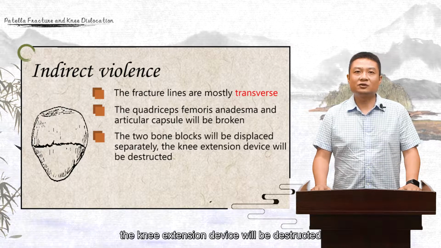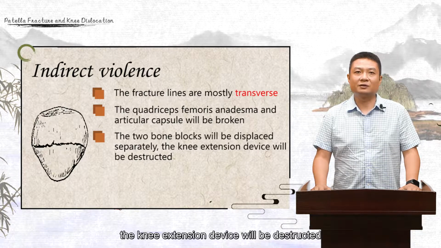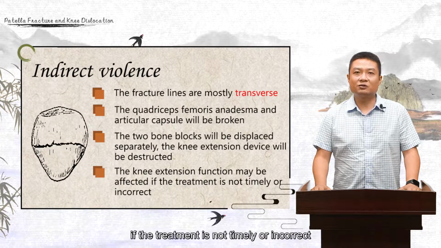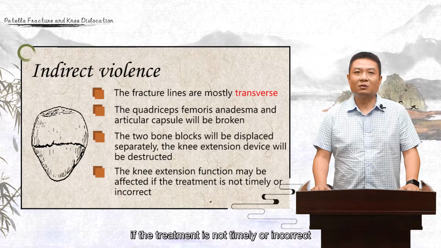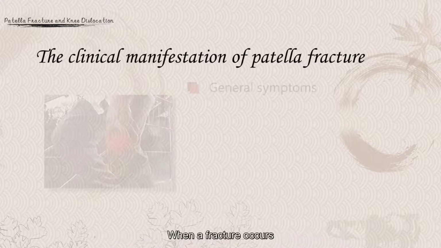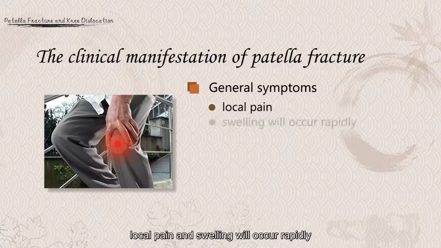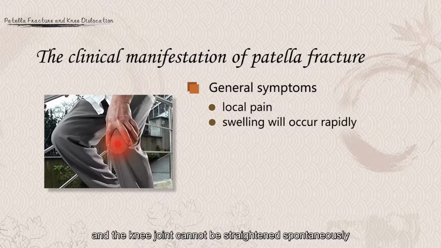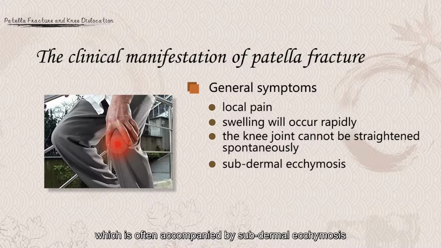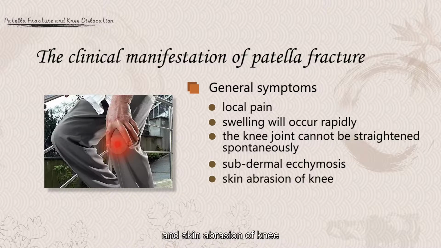The knee extension device will be destroyed, and the knee extension function may be affected if the treatment is not timely or is incorrect. Then we look at the clinical manifestation of patellar fracture. When a fracture occurs, local pain and swelling will occur rapidly, and the knee joint cannot be straightened actively, which is often accompanied by subcutaneous ecchymosis and skin abrasion of the knee.